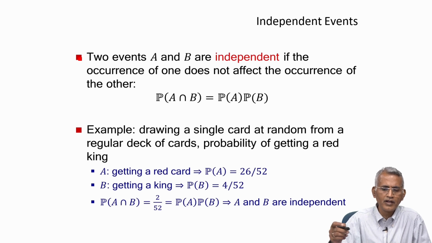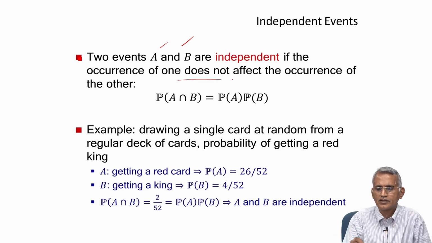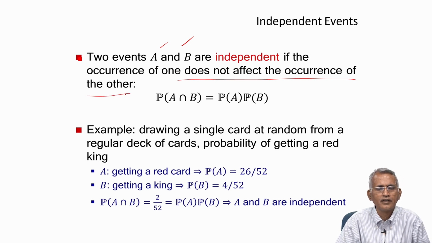Next, independent events. Two events A and B are independent if the occurrence of one does not affect the occurrence of the other. Then the probability of A intersection B equals the probability of A times the probability of B.